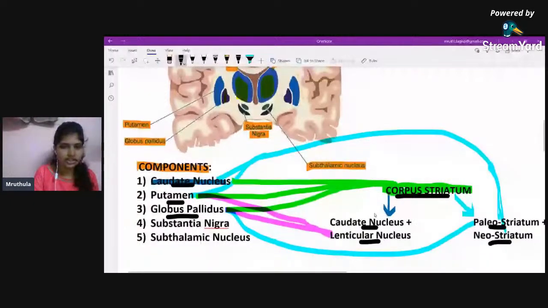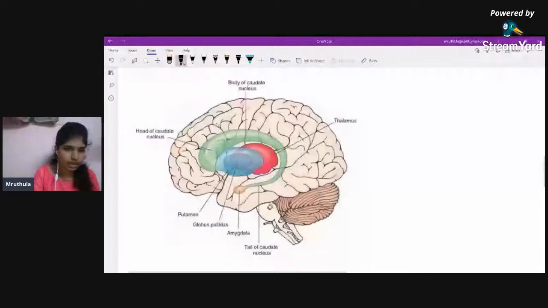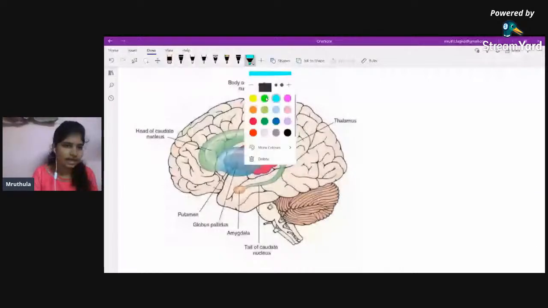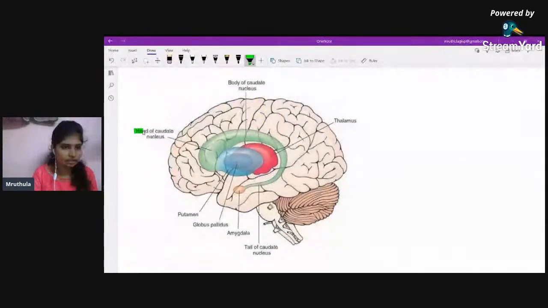Now let us see the same in this diagram. This is showing the location of the basal ganglia. Here we can appreciate the parts of the caudate nucleus. There are 3 important parts: the head of the caudate nucleus, the body of the caudate nucleus, and the tail of the caudate nucleus.